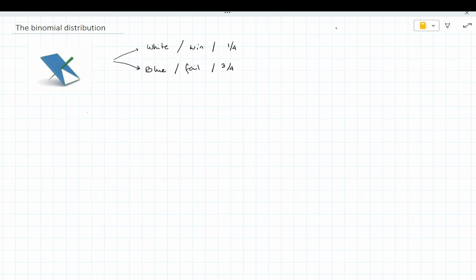Let's say we repeat this experiment n times. So n times we spin the spinner. If we spin a white, then we win. If we spin a blue, then we don't. Let's define then a random variable that I'm going to call x that counts the number of whites when we try the experiment n times.